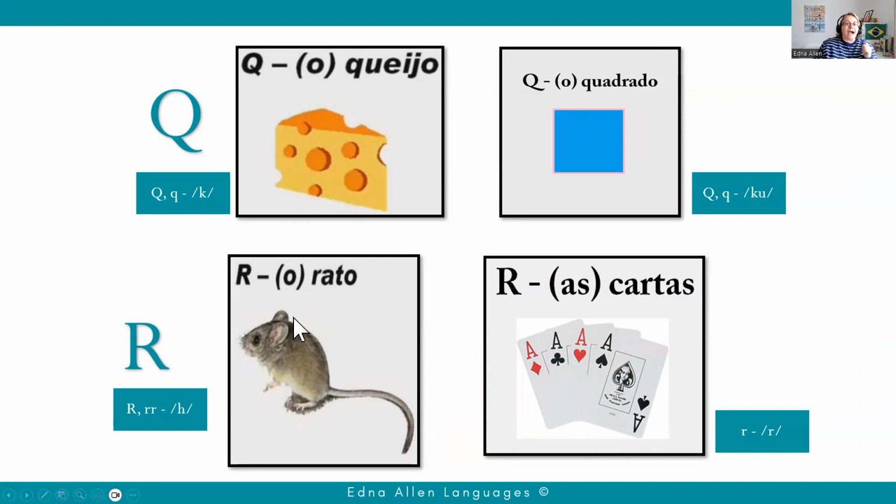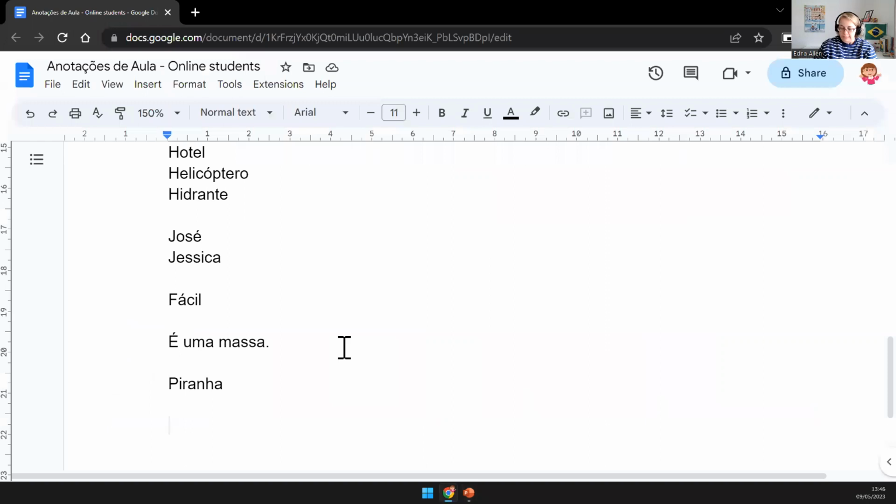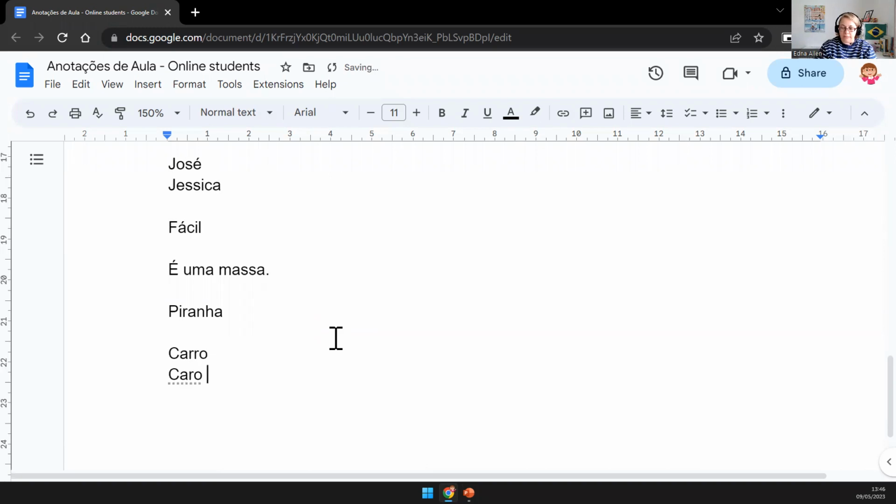R, o rato, as cartas. So our R could have a sound like an H in English. Rato. So you will usually sound like that when you start with an R, or when you have it double, like in carro. Né? Let me show you. Carro. Carro is the vehicle. But if you have that one single R, caro, it means expensive.